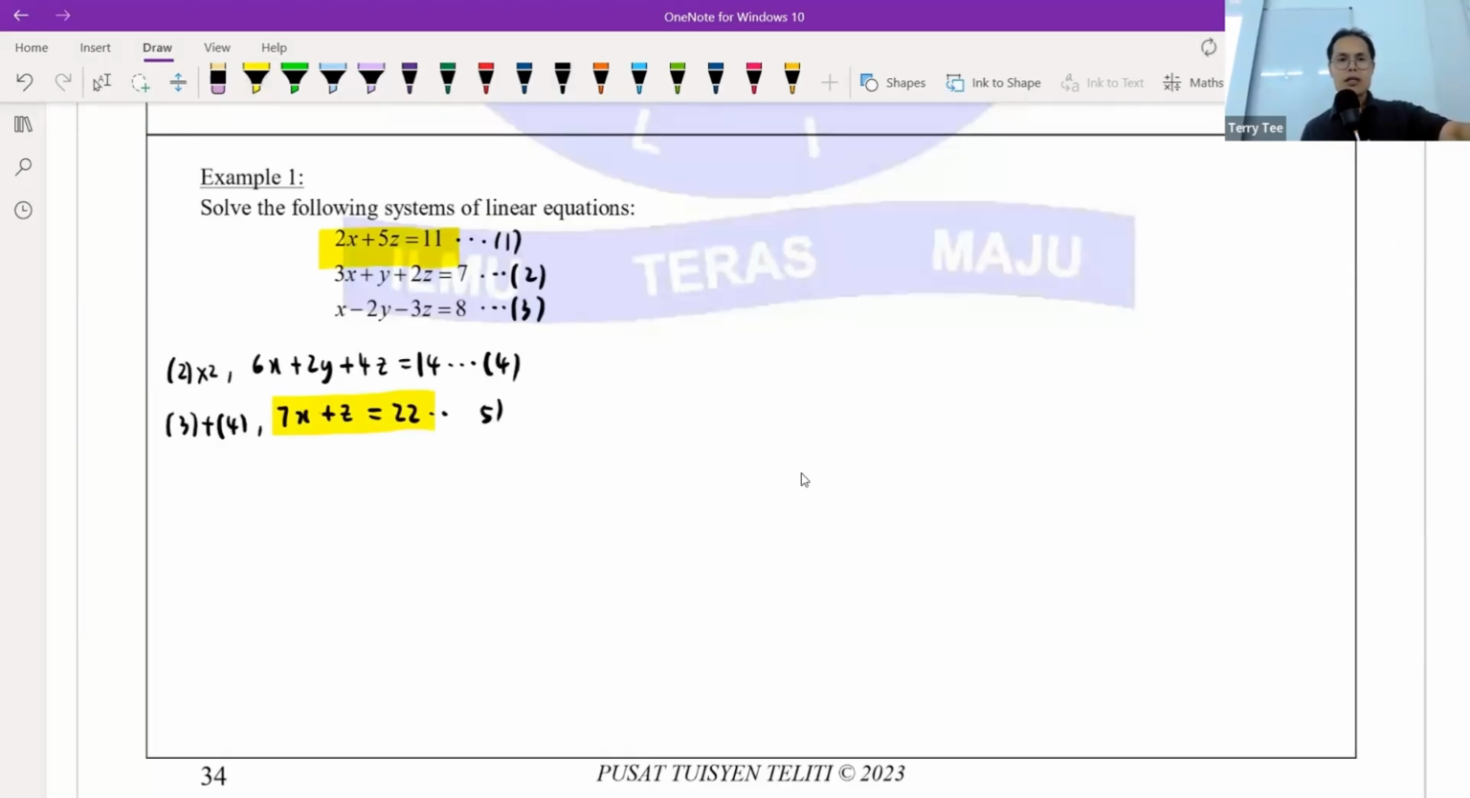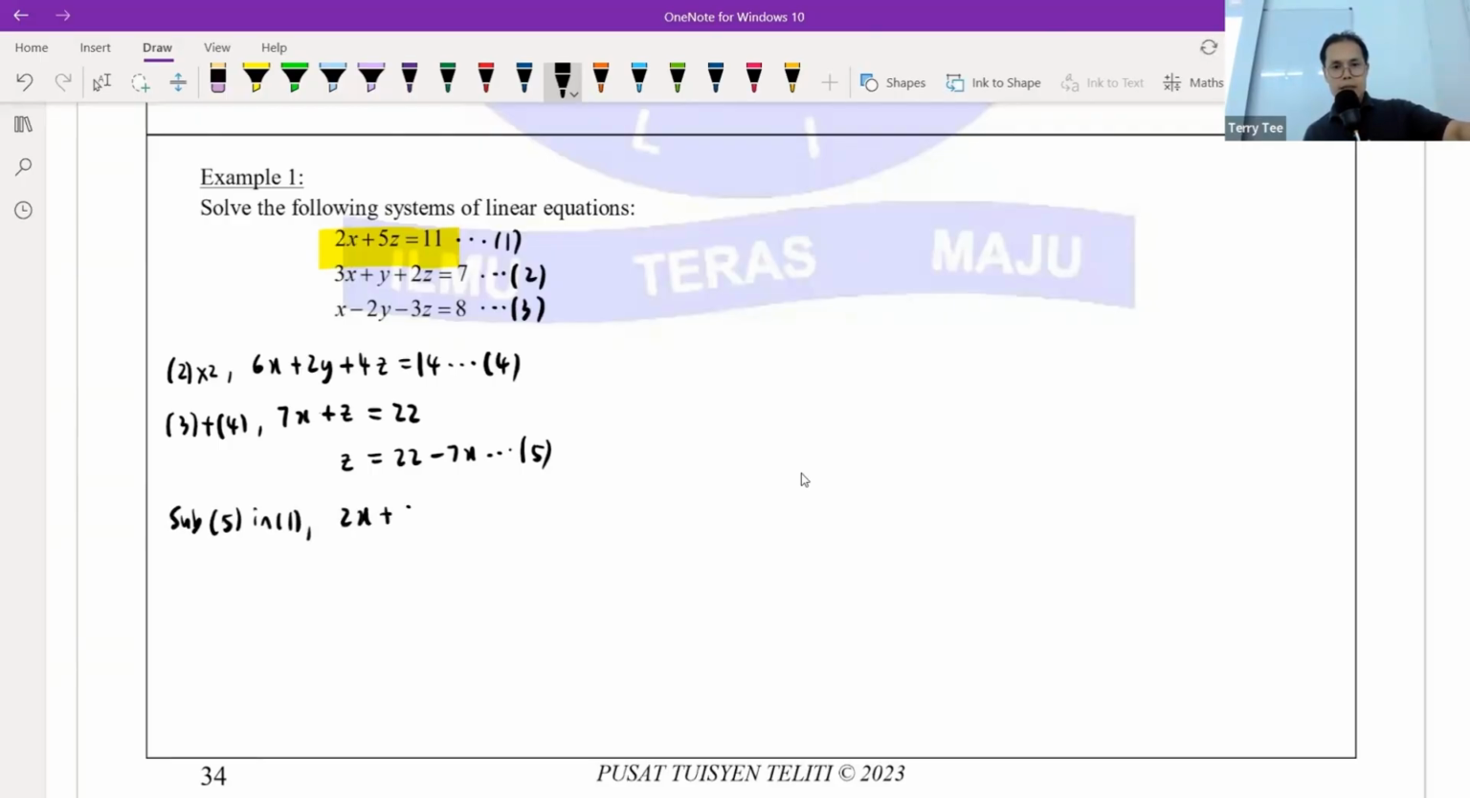Okay, before you label equation 5, can I change my mind? Straight away make z the subject. Isn't it easier? Or do you want to use purely elimination? You can use purely elimination, but I think in this case, you would have to take equation 5 times 2. Do you prefer substitution or elimination from here? Okay, substitution. If you want to use substitution, we make z the subject. z equals 22 minus 7x. This is equation 5. We substitute equation 5 inside equation 1.